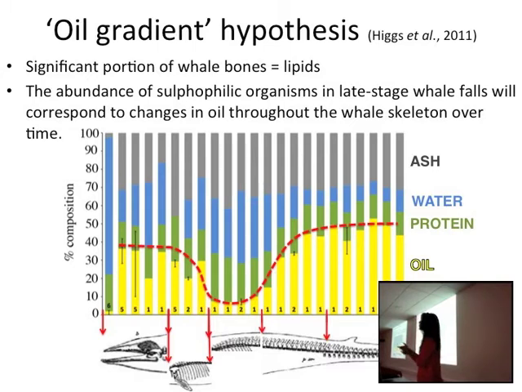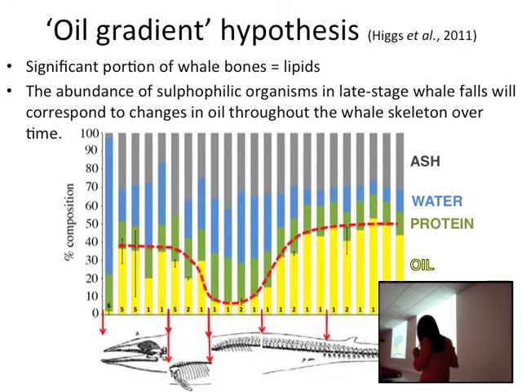So the oil gradient hypothesis, what is it? It was a hypothesis coined by a friend, Nick Higgs, and as I said before, whale bones have huge amounts of lipids in them. What we now know is that it tends to change depending on the bone you're referring to in the skeleton. So the oil concentrations will vary as you move through the skeleton.